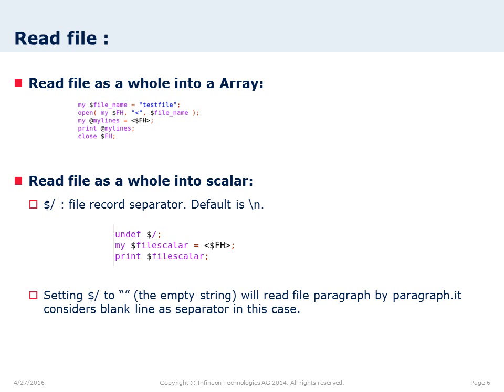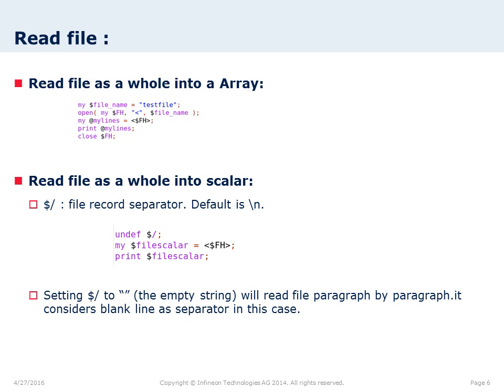Let's see how to read a file. There are different ways that you can read a file. The first way is you read the complete content of the file into an array. This is how it can be done. You take the file name, you open it using a file handle. Of course, here I have not written the error handling mechanisms. I'm reading the content of the file into an array here, the array by the name mylines.